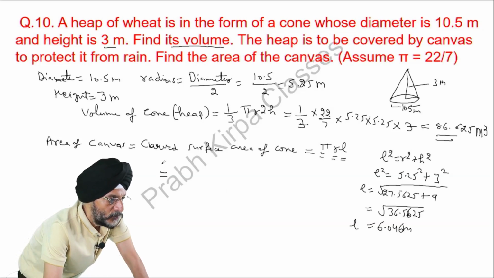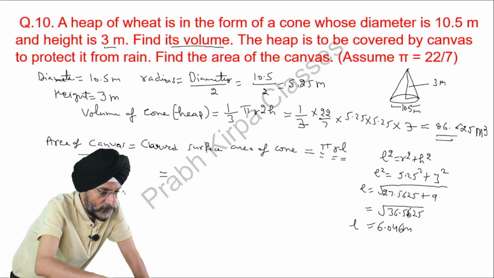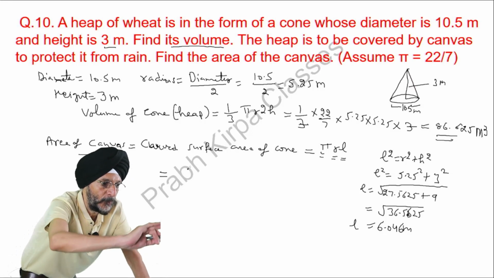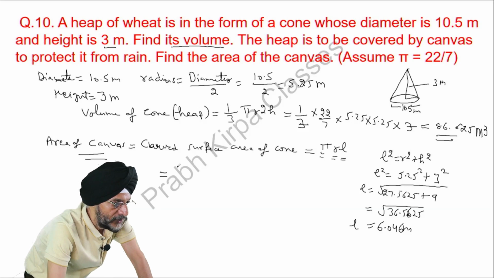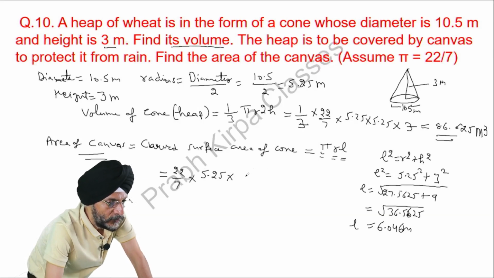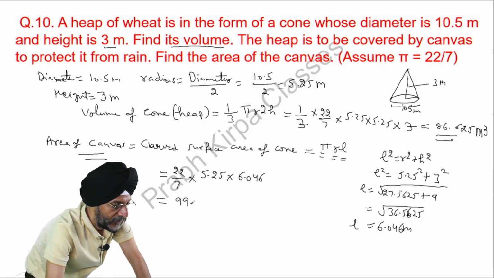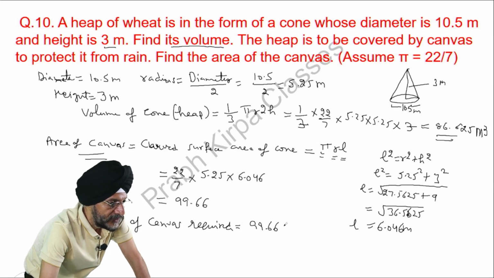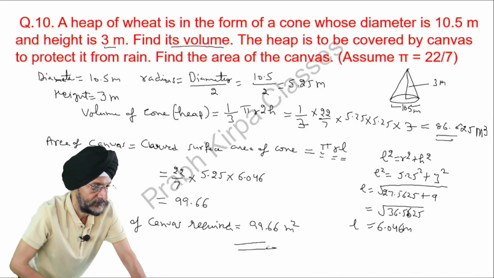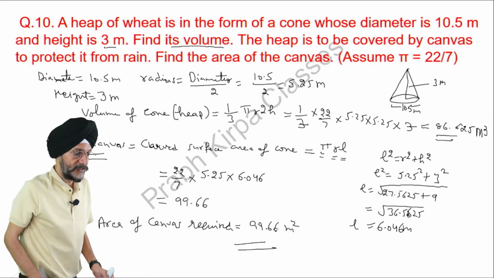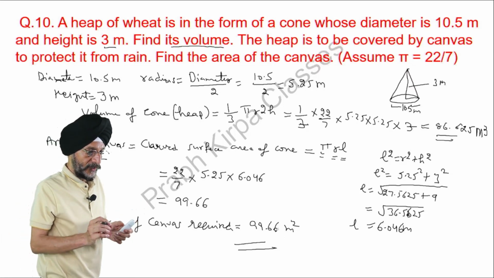We will fill in the values here to arrive at the area of the canvas which is required to cover the whole of wheat which is in the shape of cone. What is the value of pi? It is 22/7. What is the value of R? It is 5.25. What is the value of L? It is 6.046. When we solve it, the answer will come 99.66. So the area of canvas required is 99.66 square meter, because the curved surface area is in square meter.